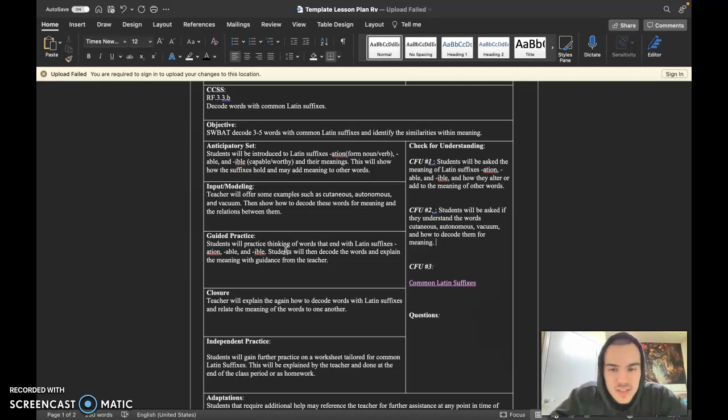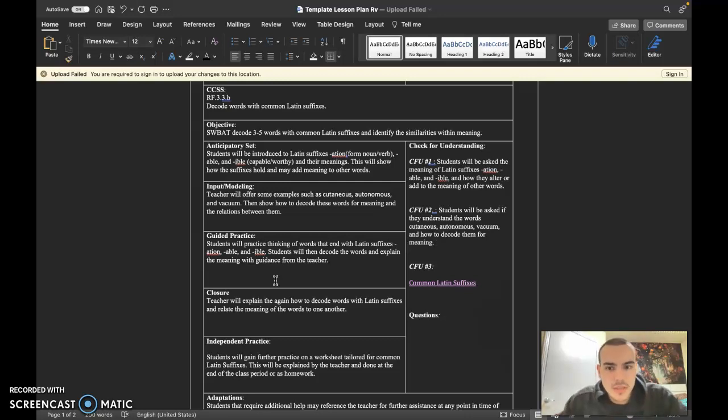So say a student comes up with the word capable. Next, we will ask the student if they're able to decode and see the different parts of the word. So if we're using capable, the base or root word would be cap, and then the Latin suffix would be able. And then from there, we would dive into the meaning of able and the base word cap. And then we would also dive into how these two different word parts affect each other within meaning.